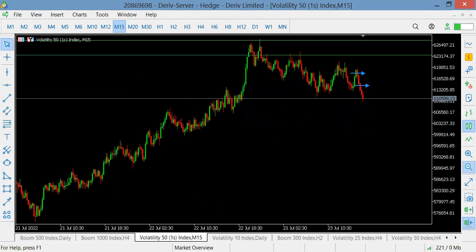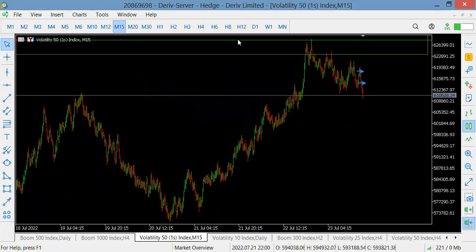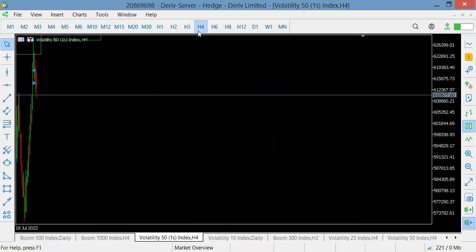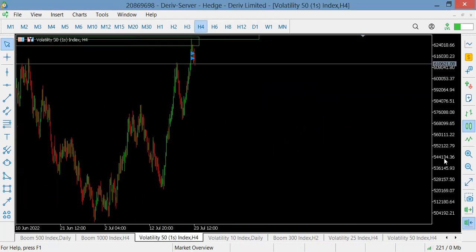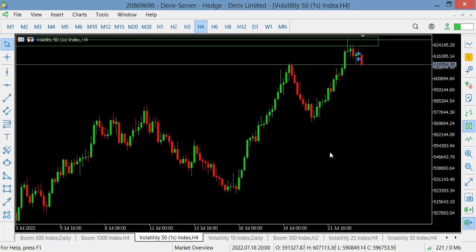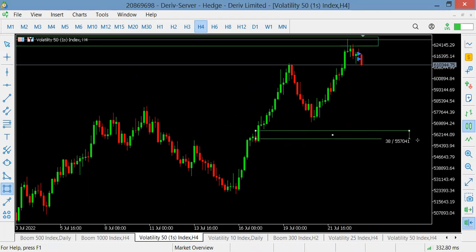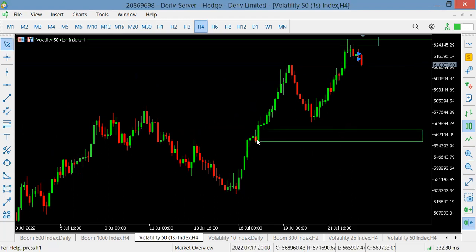Although my overall bias for VIX 51S is an overall sell. We'll be seeing VIX 51S dump to the downside, and I'm expecting it to drop and at least dump into this zone. Because if you look at this closely, this is the last bearish candle that caused a break of structure, that is a break of this structure.